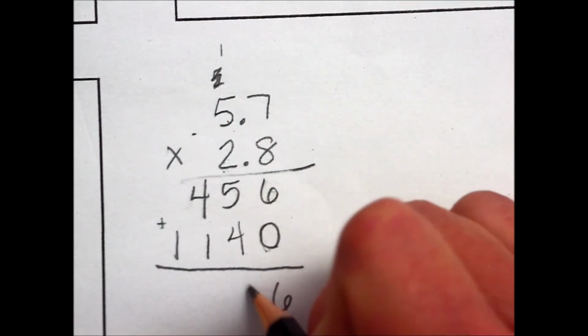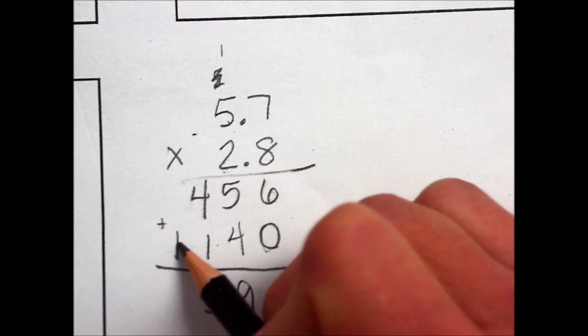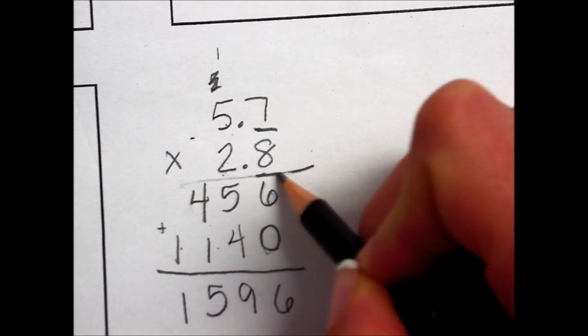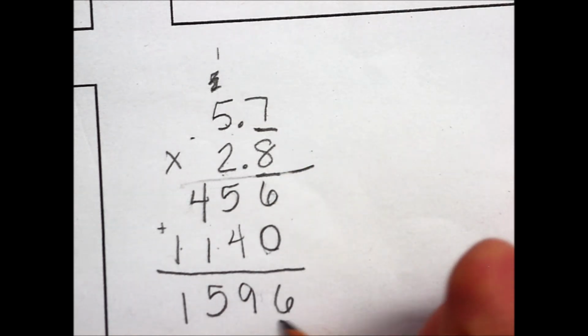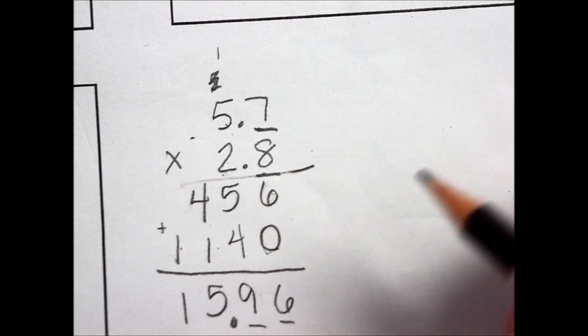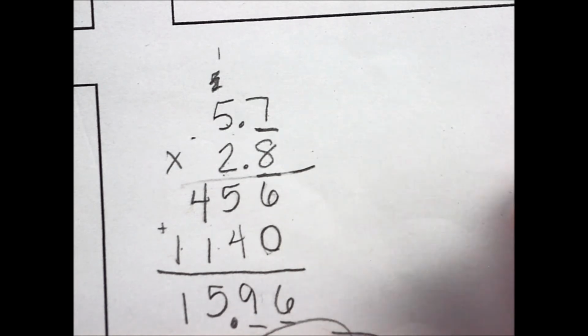5 and 4 is 9. 4 and 1 is 5. And then we have 1. It's time to place our decimal. We have 2 decimal places, so we'll need 2 in our answer. Our decimal goes here, and we have 15 and 96 hundredths as our final answer.